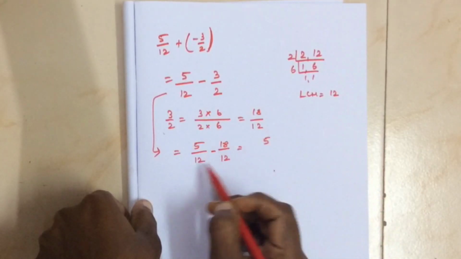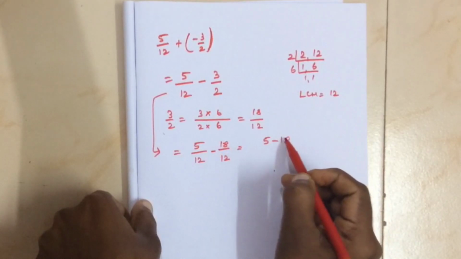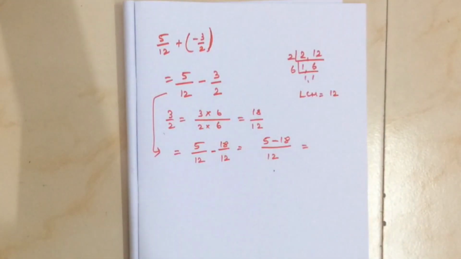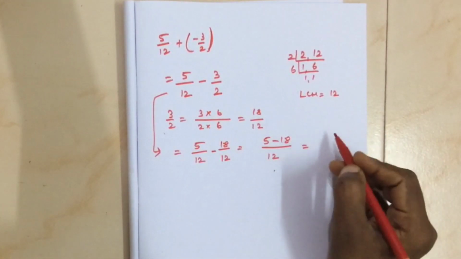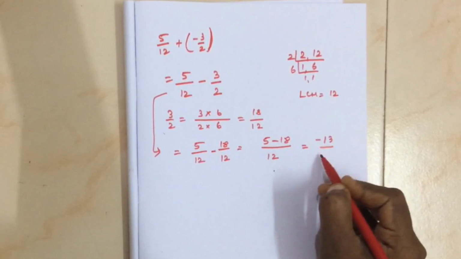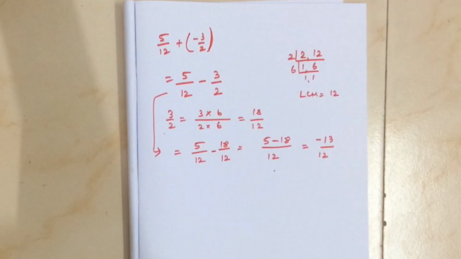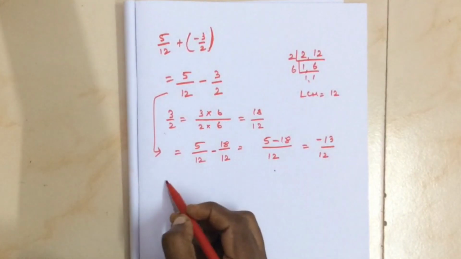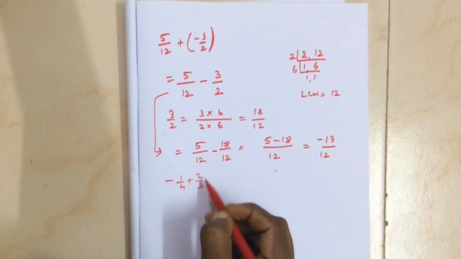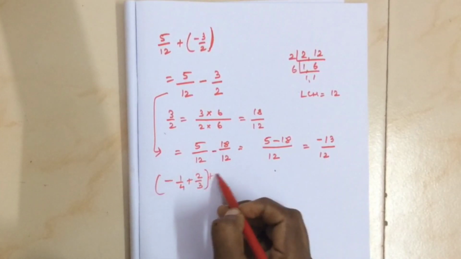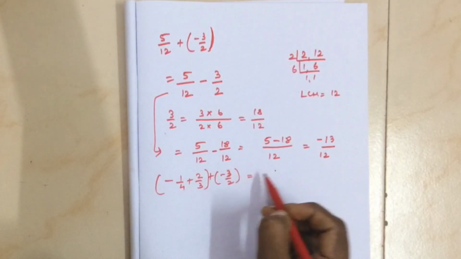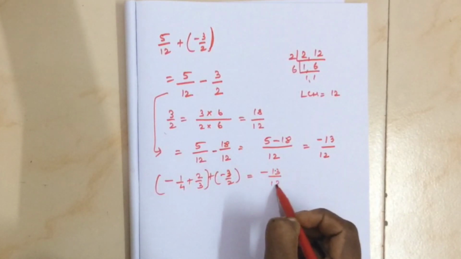Now you see the denominators are same. So I can do 5 minus 18 divided by 12. So what is 18 minus 5? 18 minus 5 is 13. What is the greater number? 18. So I have to put a negative symbol, minus 13 by 12. So we started from solving minus 1 by 4 plus 2 by 3 plus of minus 3 by 2. For this the answer is minus 13 by 12.